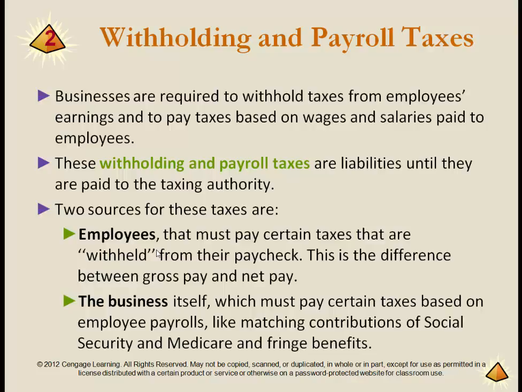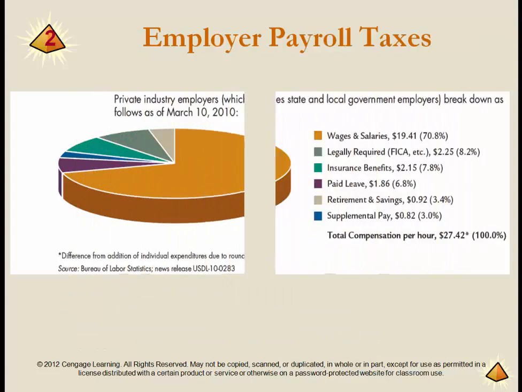And then on the business side, they have liabilities that they're responsible for. The most obvious ones are the matching of the Social Security and the Medicare, and you might also have them with your 401k or some of the other items, and those are called payroll tax expense. So let's take a quick look at some of this stuff.